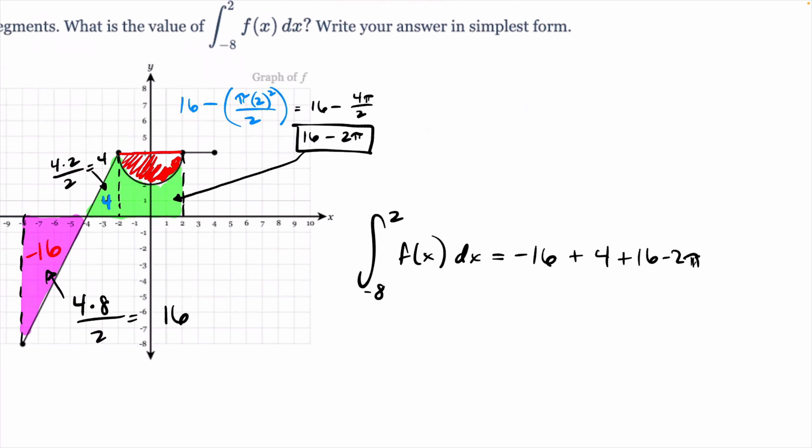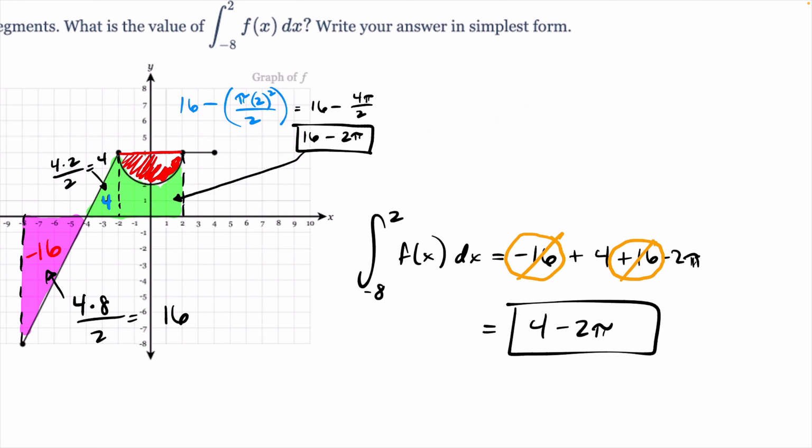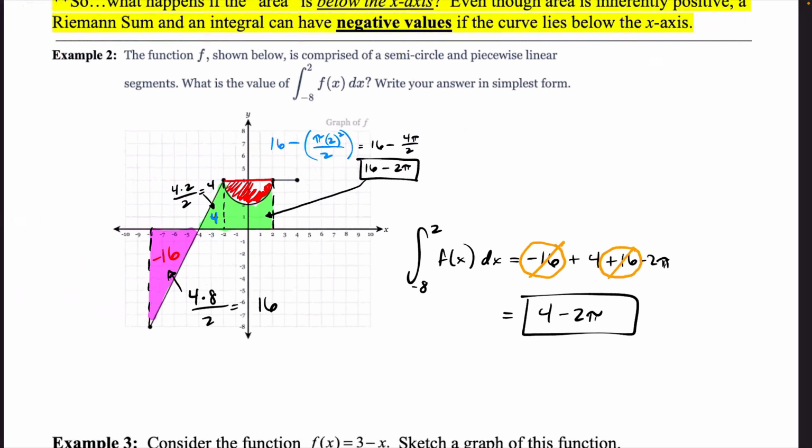Combine like terms? We could combine some like terms, right? Okay, we can. 16 minus 16 is 0. So we got 4 minus 2 pi. Done. You can divide it by 2 if you want.